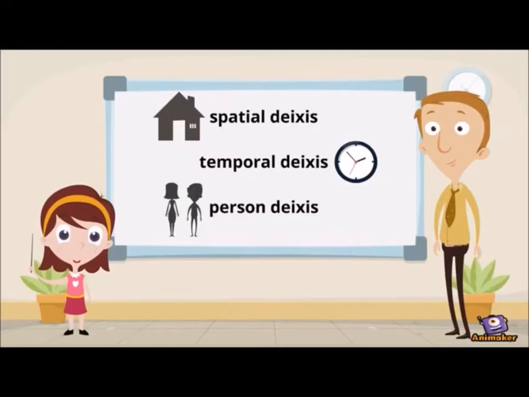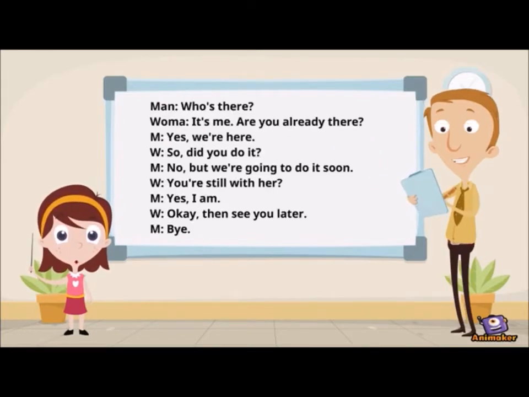Now that you have learned everything about spatial, temporal and person deixis, let's go back to our dialogue from the beginning. It was hard for you to understand what the two were talking about, and you know now that the reason is deixis. So let's identify all the indexicals in the dialogue. Can you find them?